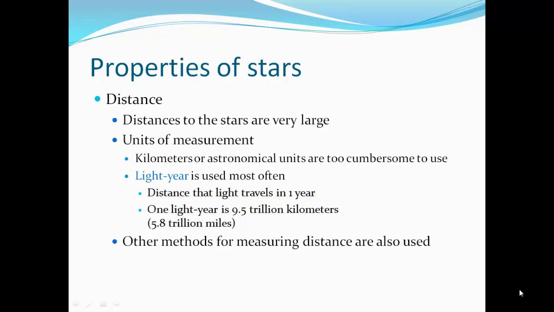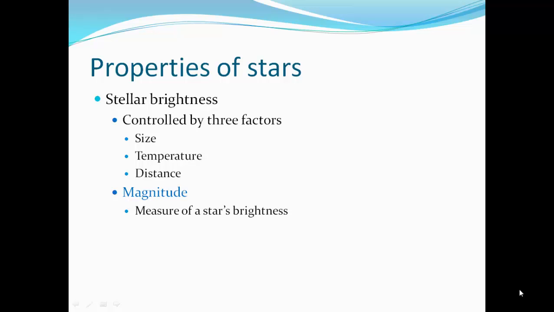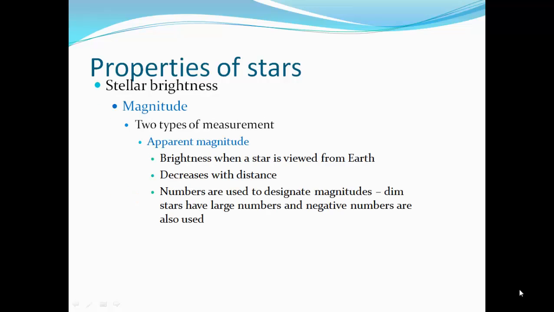The distance light travels in a year, so 1 light year is 5.8 trillion miles. Other measurements of distance are also used. Stellar brightness. This is controlled by 3 factors: size, temperature, and distance. The magnitude is a measure of stars' brightness.